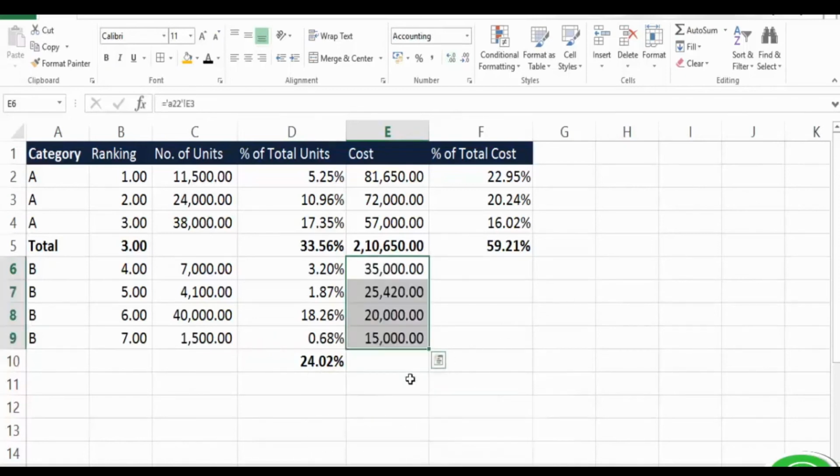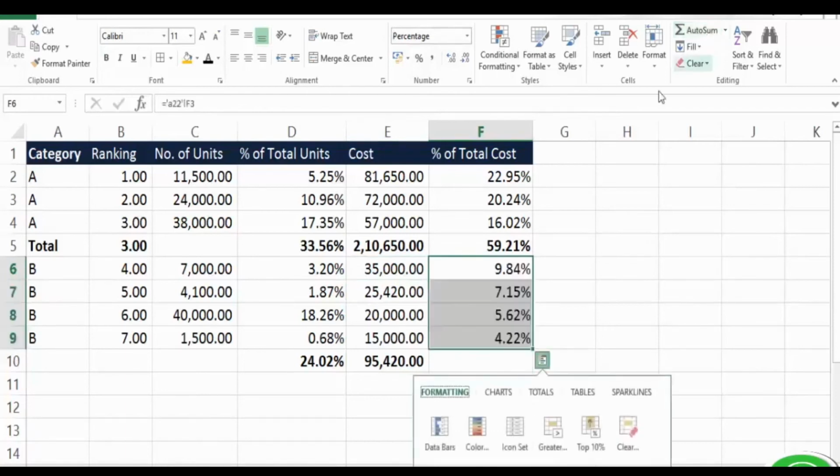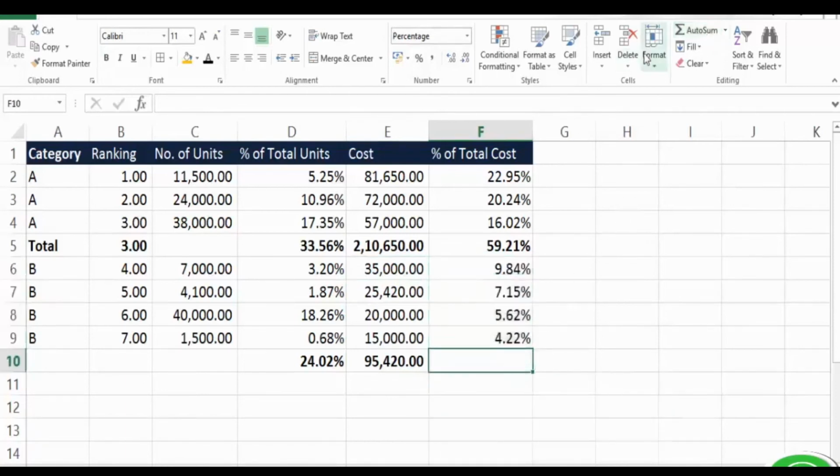So here we have the respective cost figures. Let's total them. It is 95,420, and let us also consider the percentage of total cost. So here we have the respective percentages. Let's total that. It is 26.82 percentage. Okay, so that's about category B.